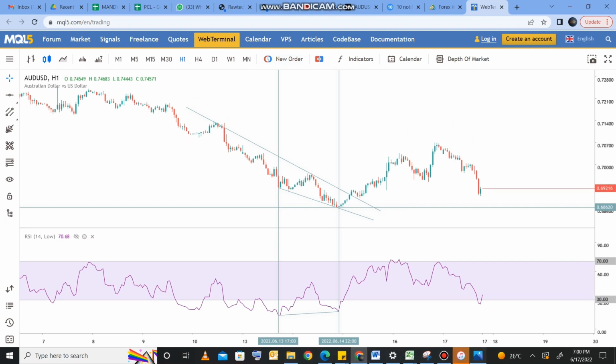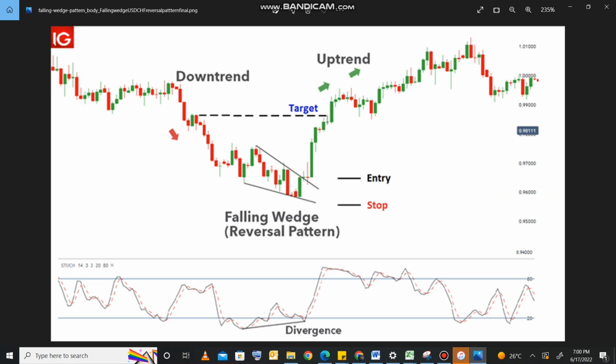Where is this? Here, right here. So guys, you see, same thing. We have a falling wedge here, we have divergence, and market went up big time. This is almost the same. It looks like they're the same chart as I'm on right now, guys.